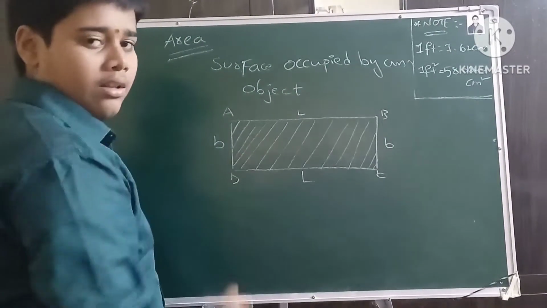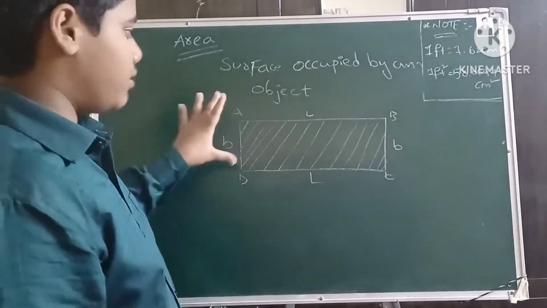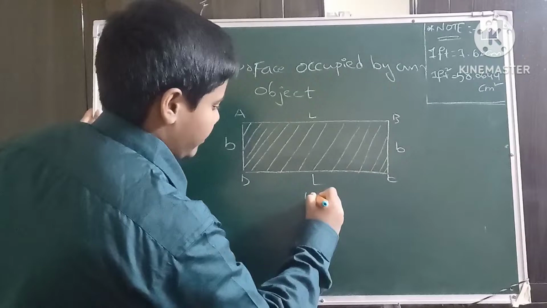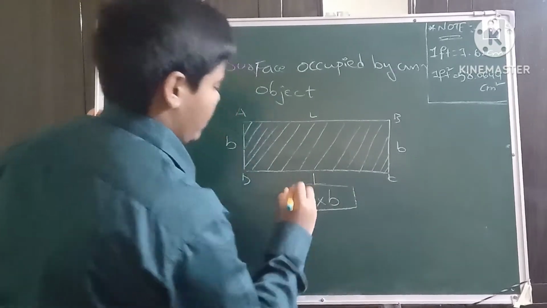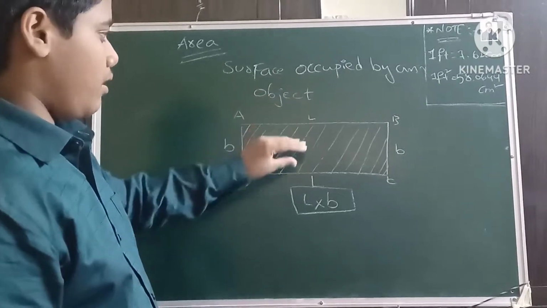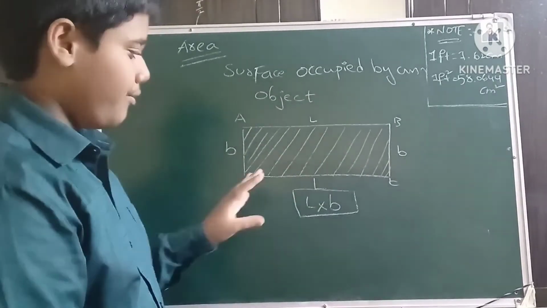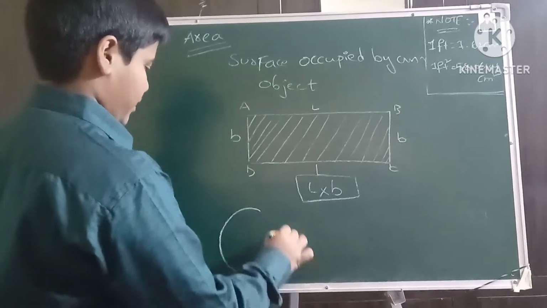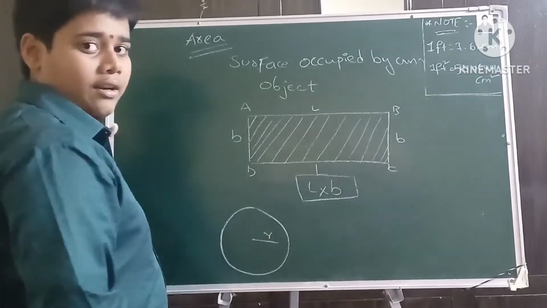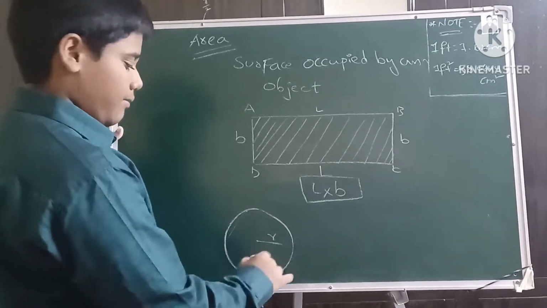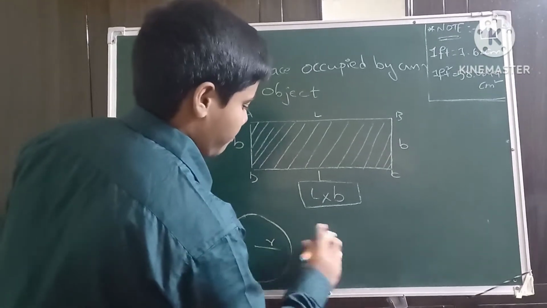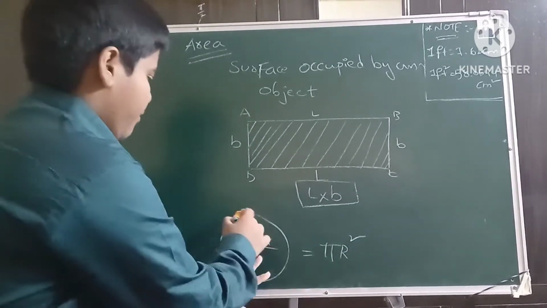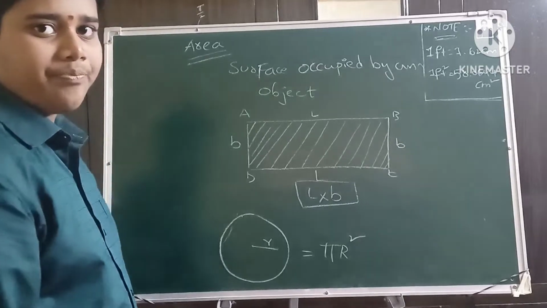How do we find the surface occupied by this rectangle? We can do it by the method of graph or by the formula length into breadth. For example, if I take a circle with radius r, how do we find its surface area? By the formula pi r square. Note it down.